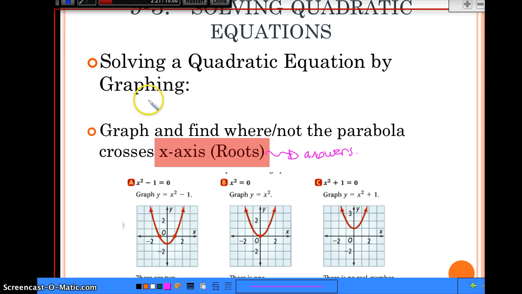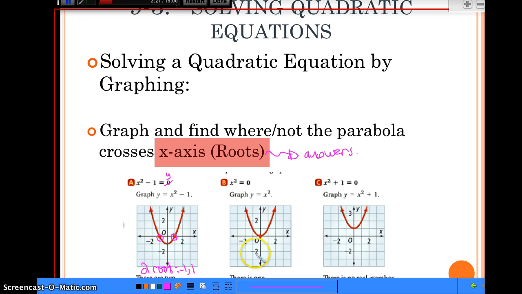If you look at the first example here, this first picture, x squared minus 1, instead of writing equals 0, we can let it be a y. So y is equal to x squared minus 1. If you were to graph this, which we could do using a table, axis of symmetry formula, and the vertex, you would notice that this equation crosses the x-axis at -1 and +1. So this one has 2 roots, 2 answers, which are -1 and +1. Those would be the answers.